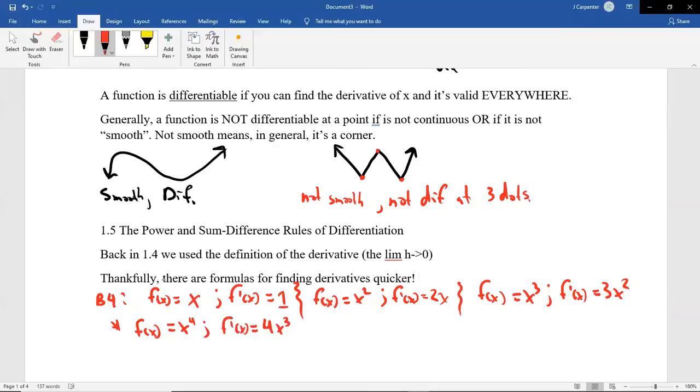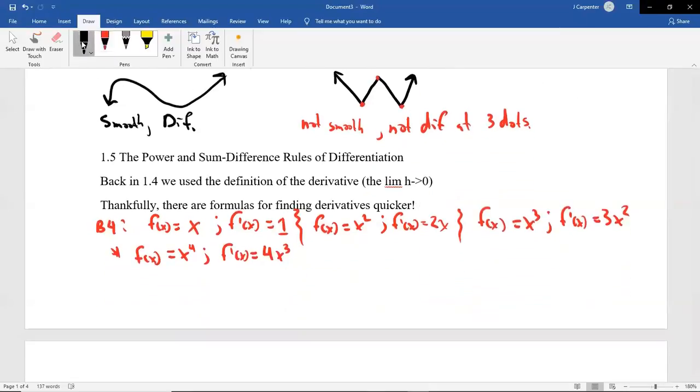Well, what about the exponent? What happens to that? When it was a 2, it becomes a 1. When it was a 3, it becomes a 2. When it was a 4, it's going to become a 3. If it was a 10, it's going to become a 9. So the exponent seems to be dropping by 1 each time. So what this does for us is it gives us our formula.